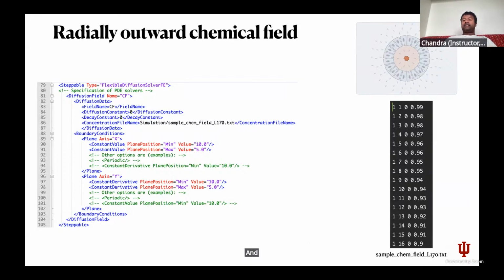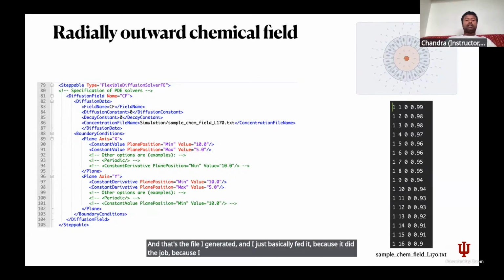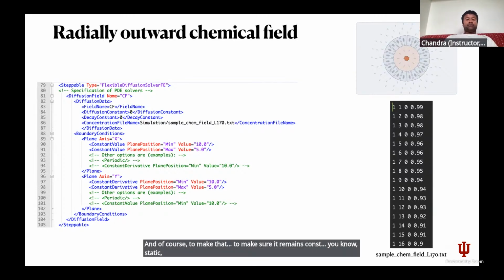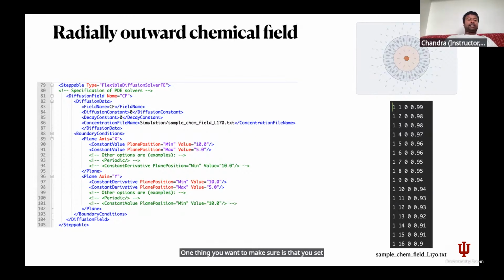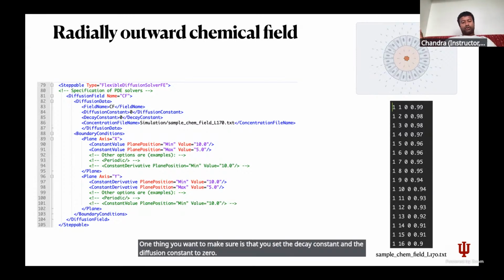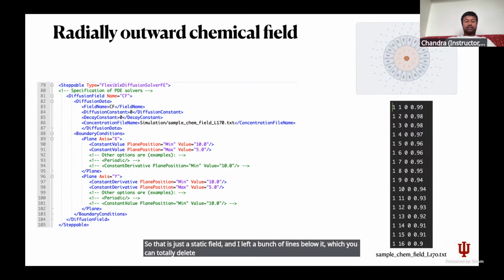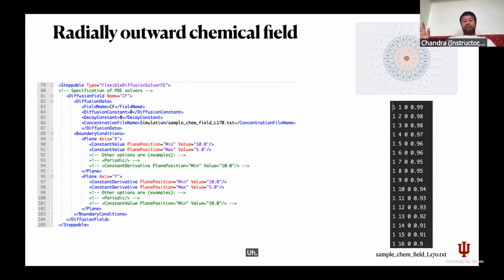And that's a file I generated and I just basically fed it because it did the job, because I didn't want to do anything with it. And of course, to make sure it remains static, one thing you want to make sure is that you set the decay constant and the diffusion constant to 0, so that it's just a static field. And I left a bunch of lines below it, the boundary conditions and so on, which you can totally delete and nothing will make a difference, because this is a static field. Since there is no diffusion or decay, there's no dynamics of this field.